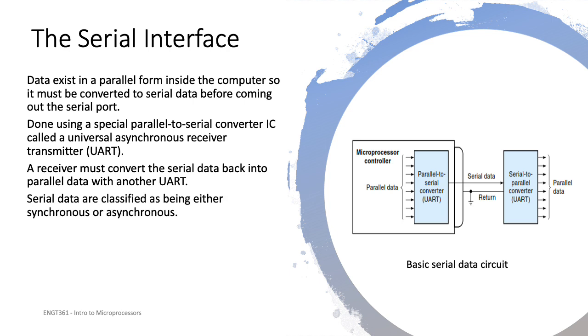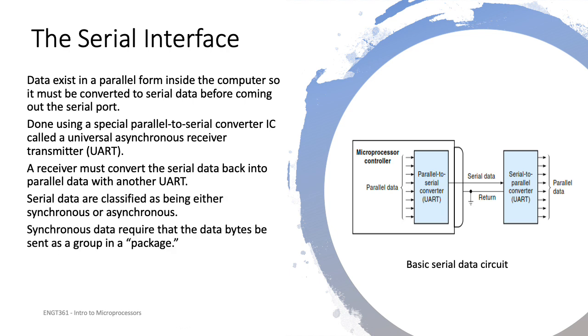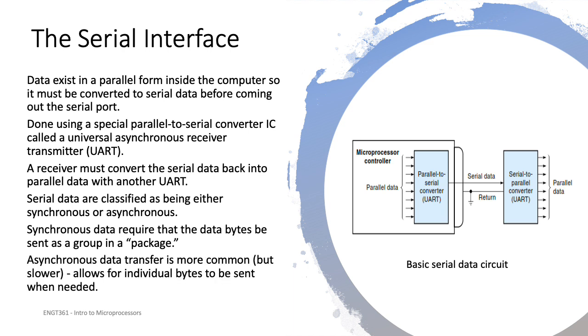Serial data are classified as being either synchronous or asynchronous. Synchronous data require that the data bytes be sent as a group in a package. It is used in sophisticated communication systems that move a lot of data and will not be further discussed here. It also needs an additional clocking cable. Asynchronous data transfer is the more common but slower type of serial transfer and allows for individual bytes to be sent when needed.